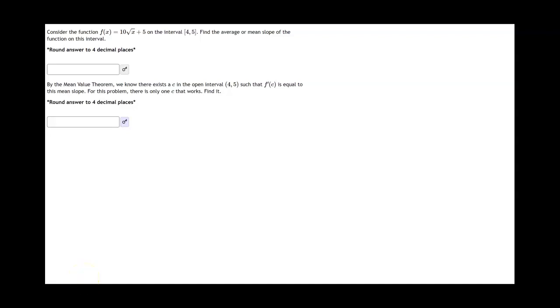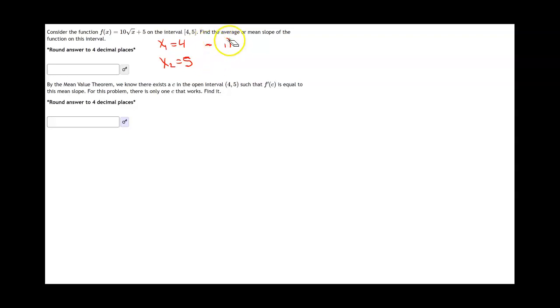So we have this function f of x equals 10 radical x plus 5 on the closed interval 4, 5. Find the average or mean slope of the function on this interval. So first off, remember when we have an interval, these are x1 and x2 values. So our x1 is 4 and our x2 is equal to 5.